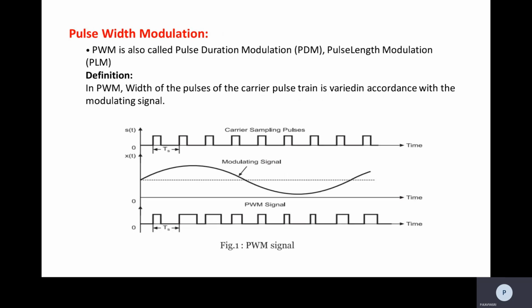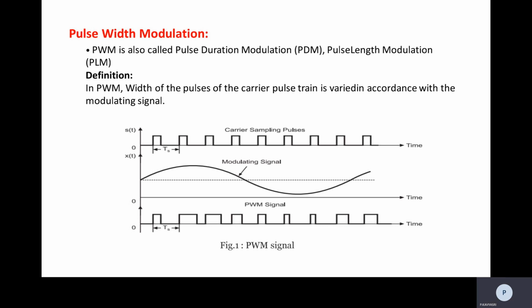The first one is pulse width modulation. It is also called pulse duration modulation or pulse length modulation. By definition, in PWM, the width of the pulses of a carrier pulse train is varied in accordance with the modulating signal.